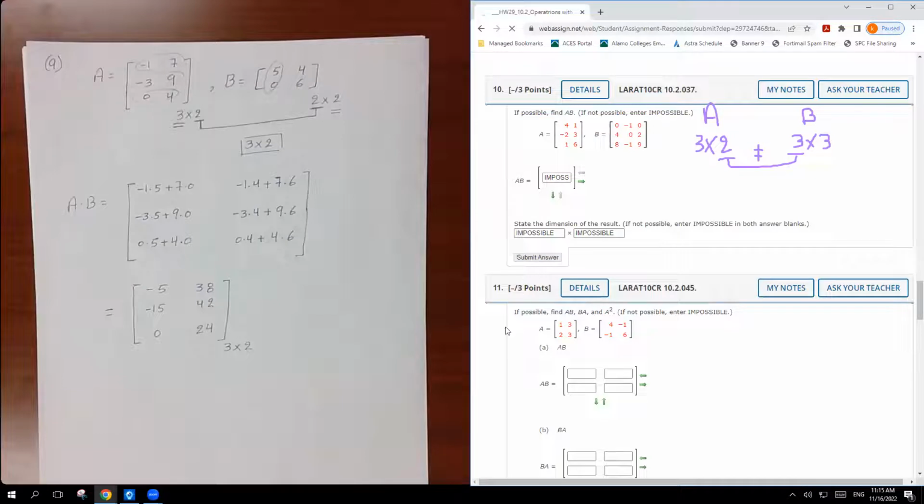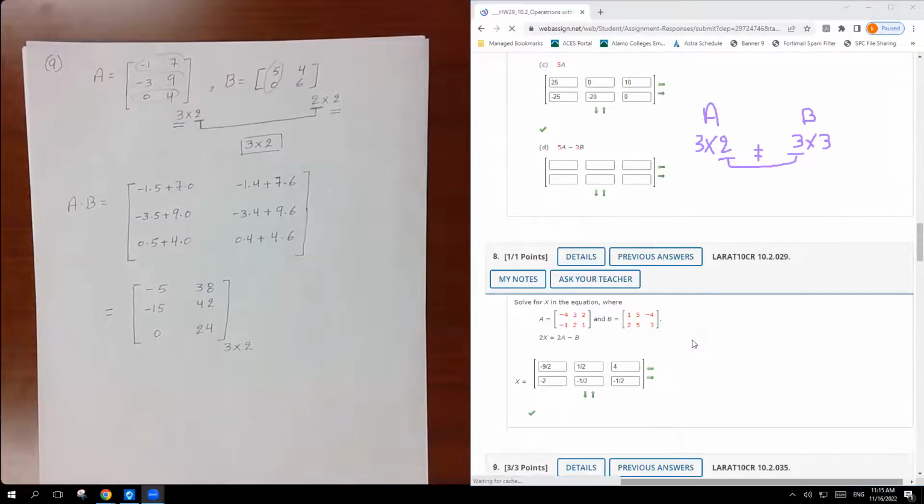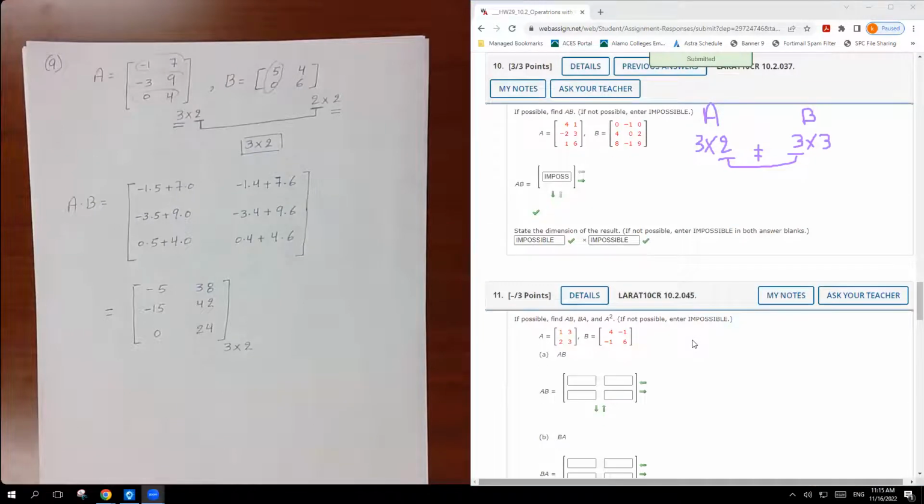Let's check our result. There we go, that's it. So that's how we're going to check. Before you do the multiplication between two matrices, you have to check the dimensions to see if you can do the multiplication or not.